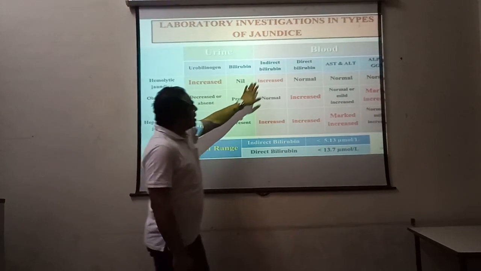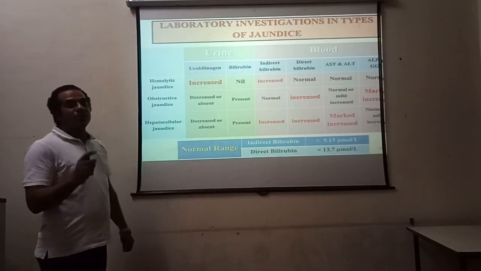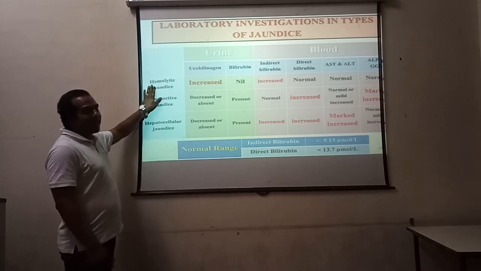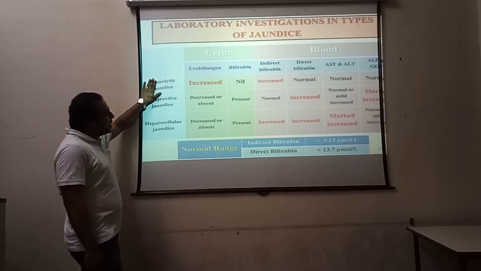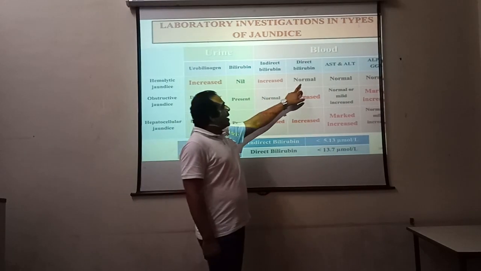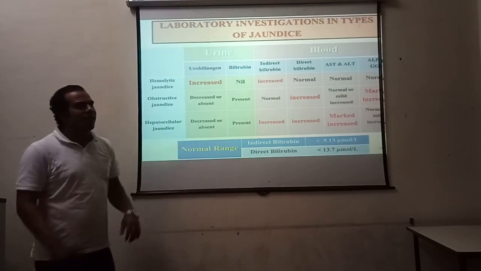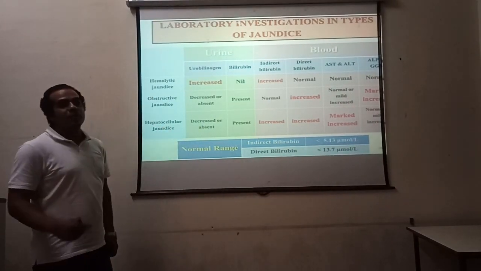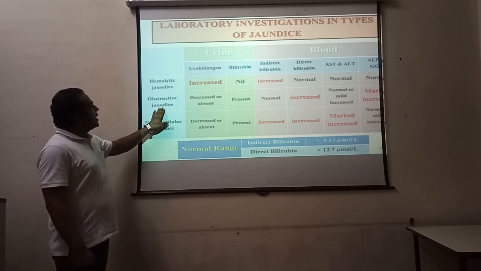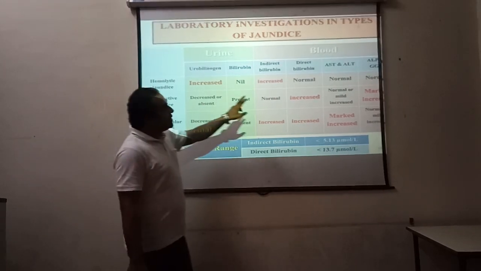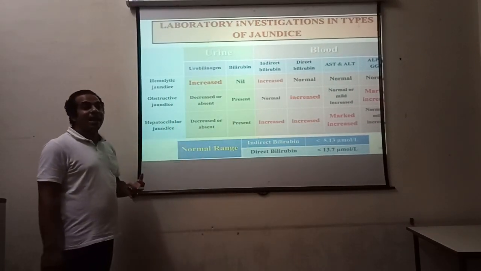First we'll consider the presence of bilirubin, direct and indirect. Mind you, direct is the conjugated one and indirect is the unconjugated one. For hemolytic jaundice, that is the pre-hepatic jaundice, conjugated is normal, unconjugated is increased, which is fairly understood because hemolysis is causing an increase in the amount of unconjugated bilirubin. In case of obstructive jaundice, the direct or the conjugated bilirubin has increased.